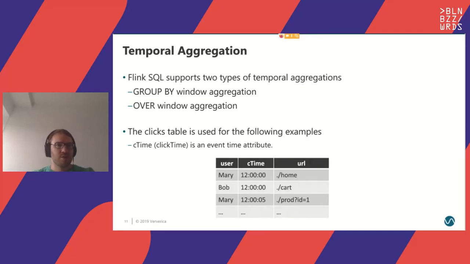Flink supports two different types of temporal aggregations. I've briefly talked about this before. These are the group by window aggregation and the over window aggregation. We'll talk about both of these types of aggregations now and just use this very simple example table. And we assume that the click time here is an event time attribute, although, as I said, it doesn't really matter, it could also be a processing time attribute.